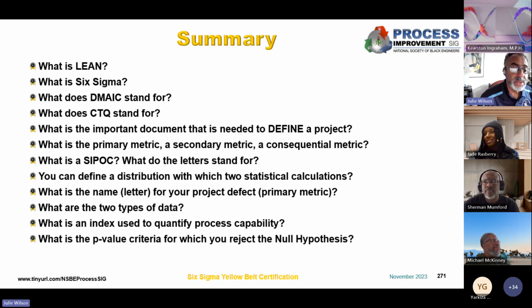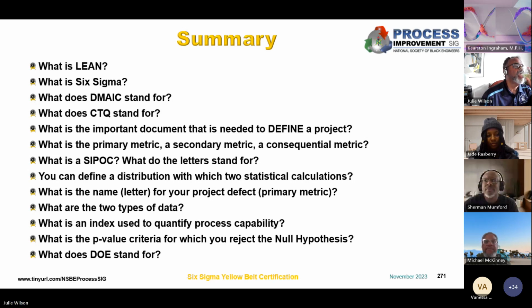All right. What is the p-value criteria for which you reject the null hypothesis? Probable value. What's the value? 0.05. Okay, so if the P is low, the null must go. If the P is less than 0.05, you reject the null hypothesis. What does DOE stand for? Design of experiments. Very good.